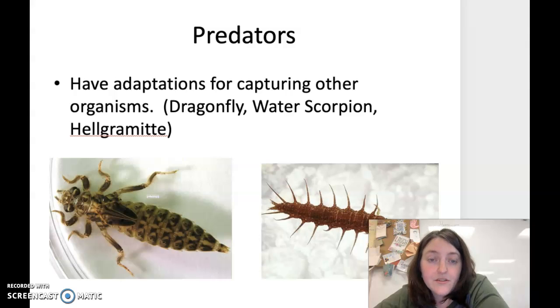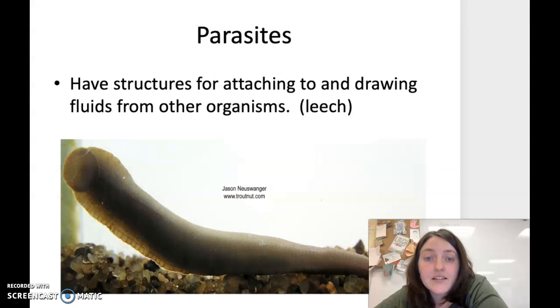We have predators. So actually we have five types. Predators, which, as you know what a predator is, it's something that catches something that is alive and eats it. So dragonflies, water scorpions, hellgrammites, and parasites. Leech is a primary example of this. So they have structures on them to attach and draw fluids from other organisms.